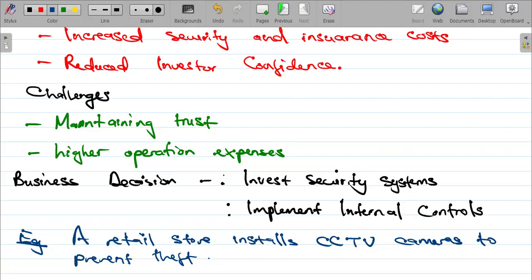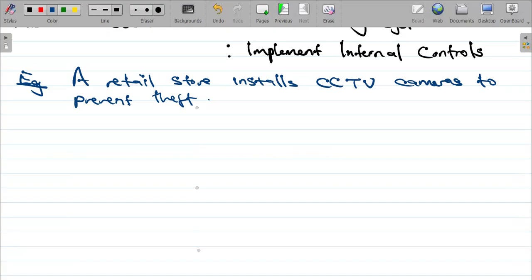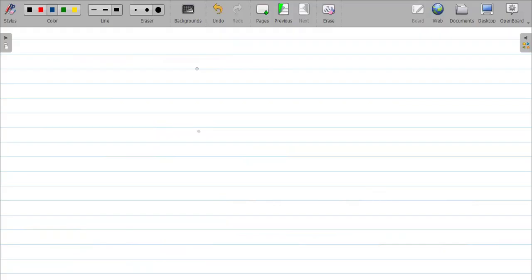So let's move on to the impact of contemporary socio-economic issues on business operations and productivity. So we are going to discuss the impact of these socio-economic issues or problems on productivity.